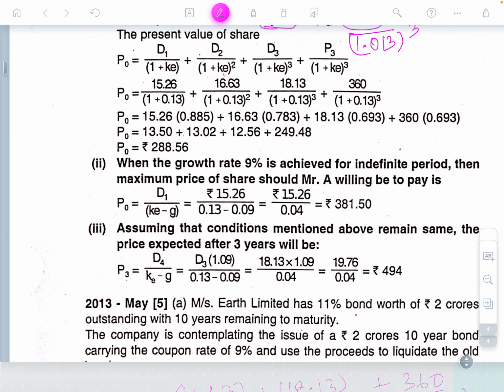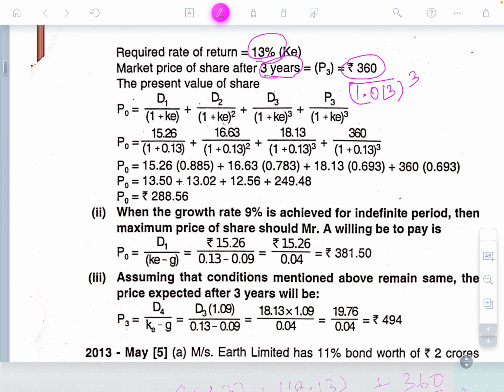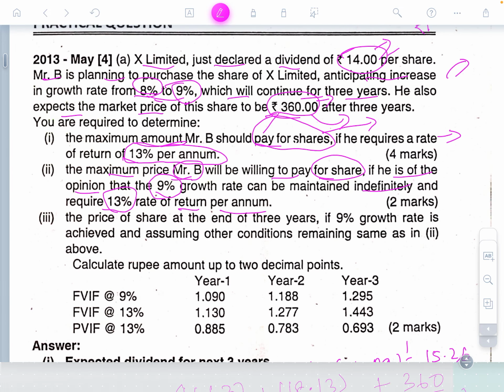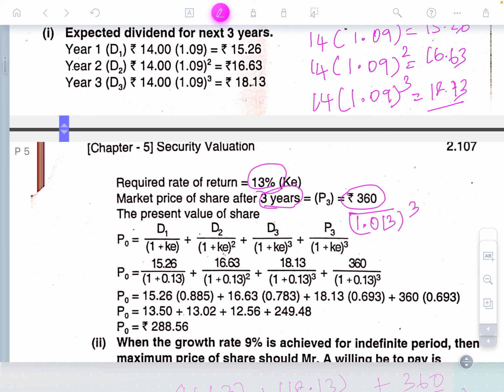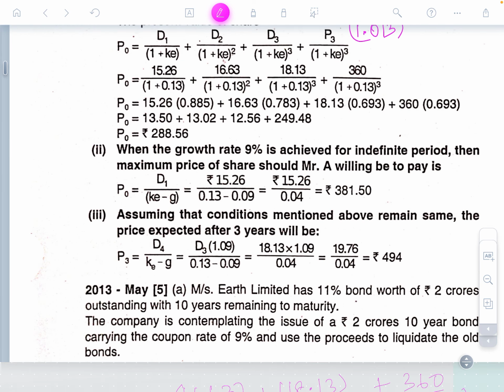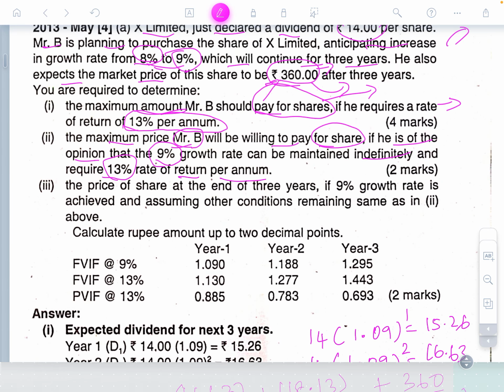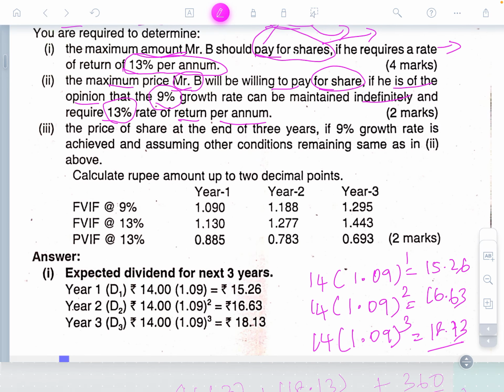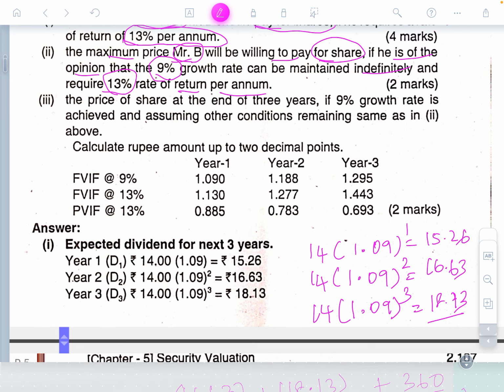Now you see the same thing. For the first year, the dividend is how much? 15 rupees. So what is the constant rate of change? The required rate of return is 13% and the growth is 9%, to be maintained indefinitely.